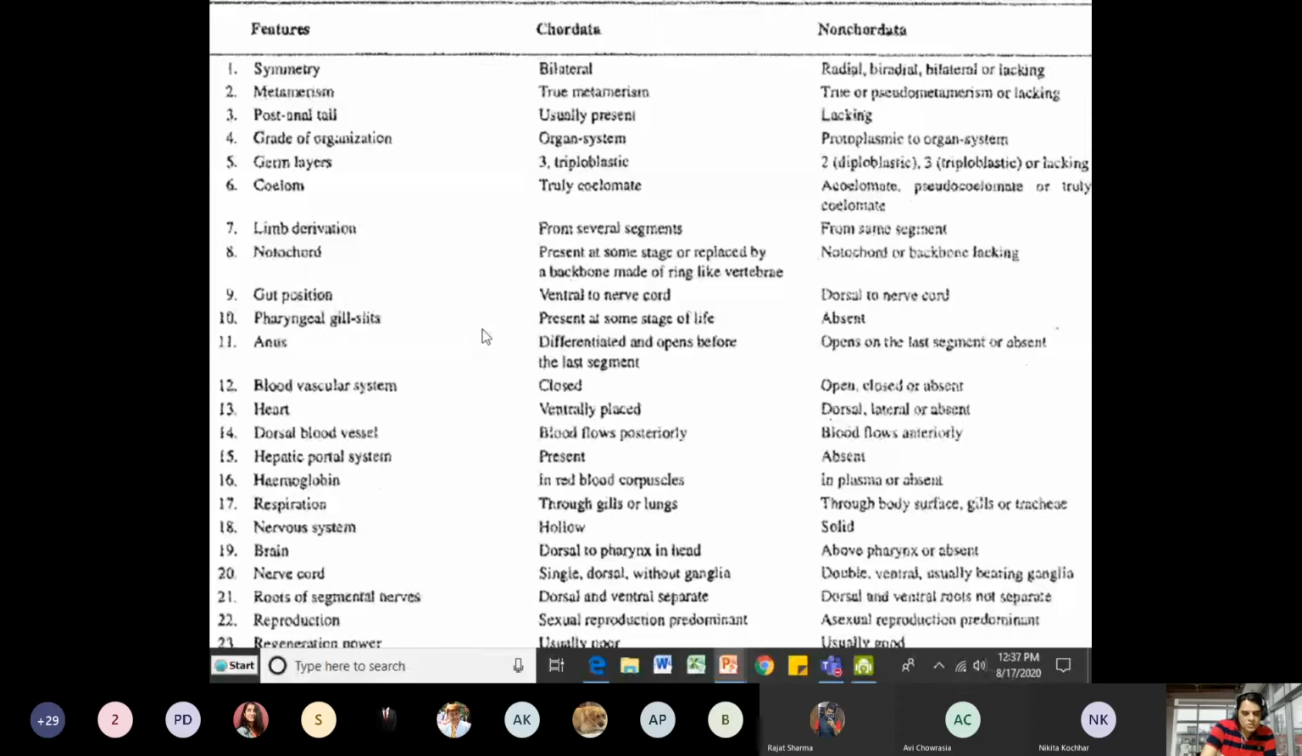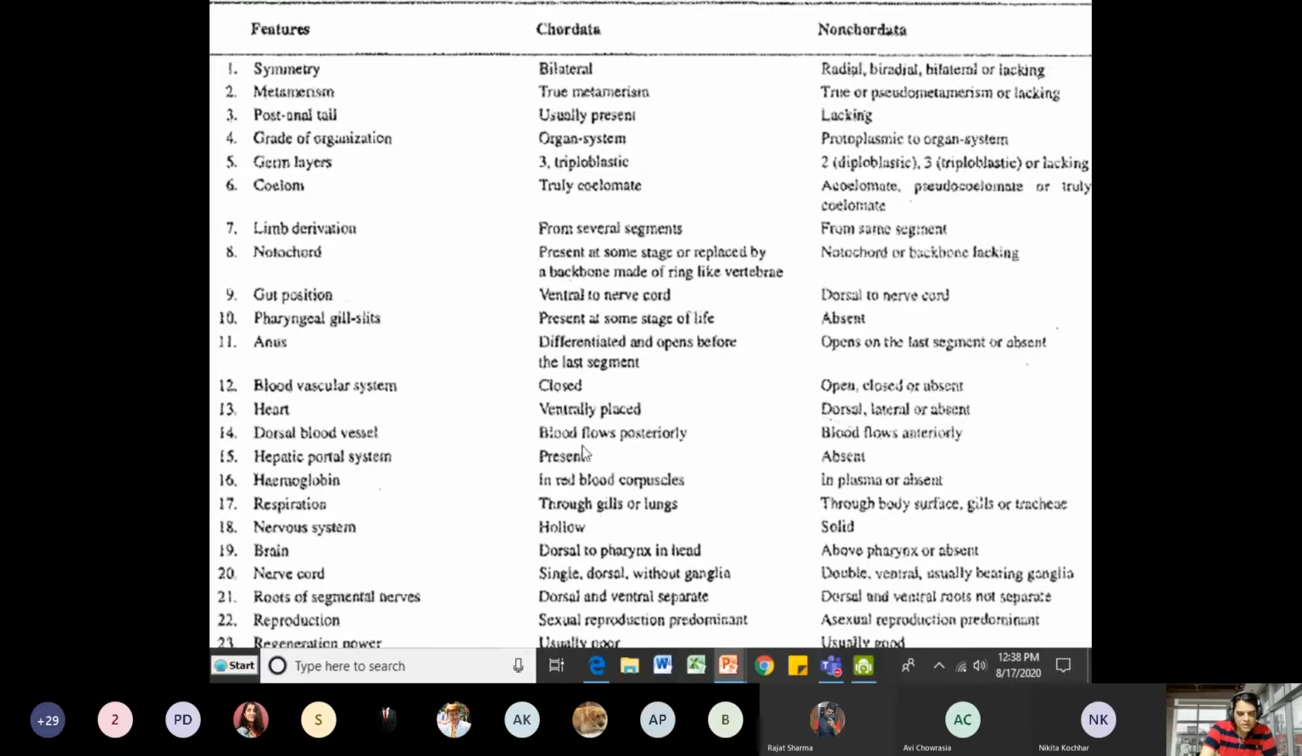The blood vascular system is closed in chordates, and in non-chordates it is open, closed, or absent, depending upon the requirement of the animal or habitat of the animal or group of the animal. Then the heart is ventrally placed in chordates; it is dorsally placed, or sometimes absent, in non-chordates.